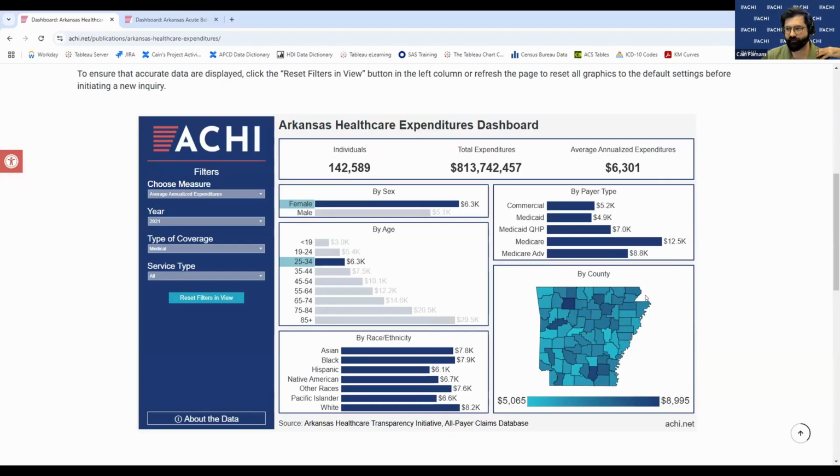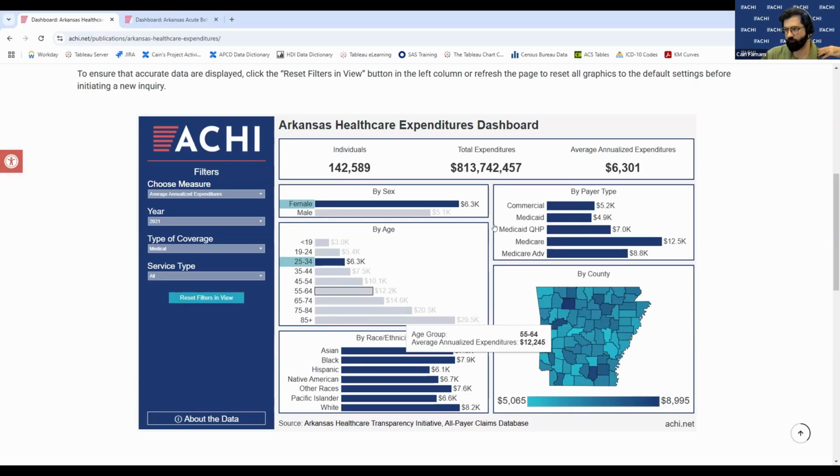And now that we're on a standardized metric here, the average annualized expenditures, the county map updates to show that, and we can glean more analyses from this that's not just how big the county is. So for instance, Newton County has the largest average annualized expenditure for that demographic group across the state. And the minimum is about 5,000. So pretty tight-knit amounts there for this specific demographic.